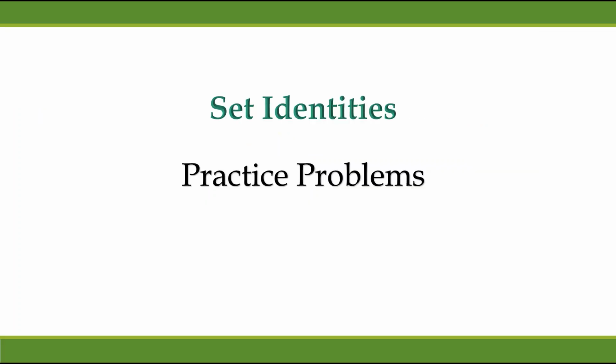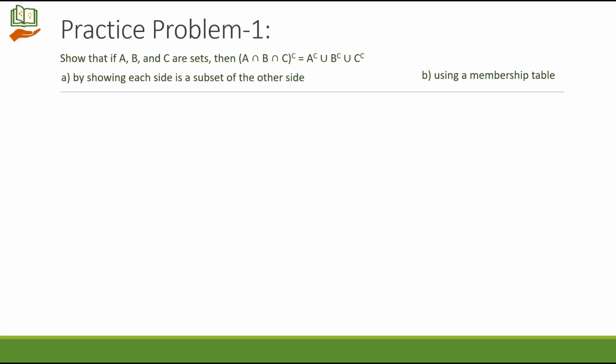We are now getting into the practice problems of the set identities video. The first problem: show that if A, B and C are sets, then the complement of A intersection B intersection C is equal to A complement union B complement union C complement. So they have applied the complement inside and converted this intersection to union.